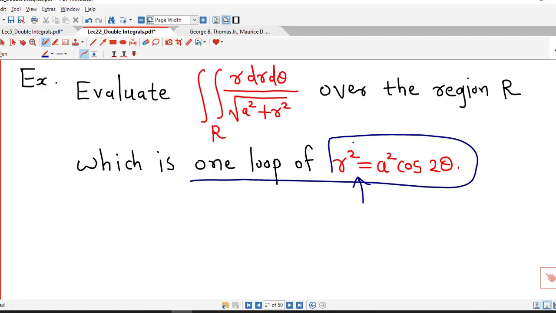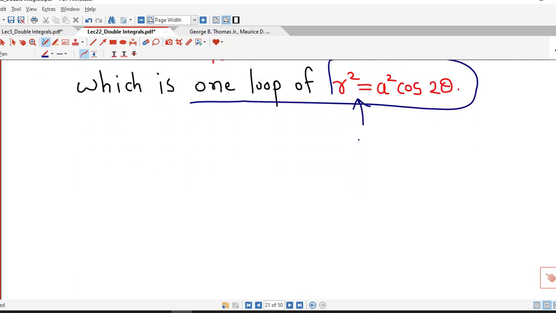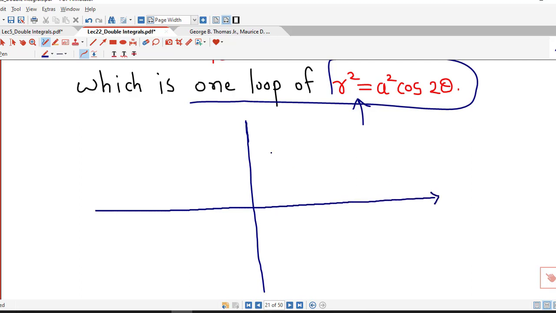So here our lemniscate is given by r square equal to a square cos 2 theta. As we discussed, both the loops are on x axis, but here we are asked to integrate over one loop only. So we will consider only one loop for integration. Before that, we sketch the lines theta equal to pi by 4 and theta equal to minus pi by 4. So suppose this line represents theta equal to pi by 4.